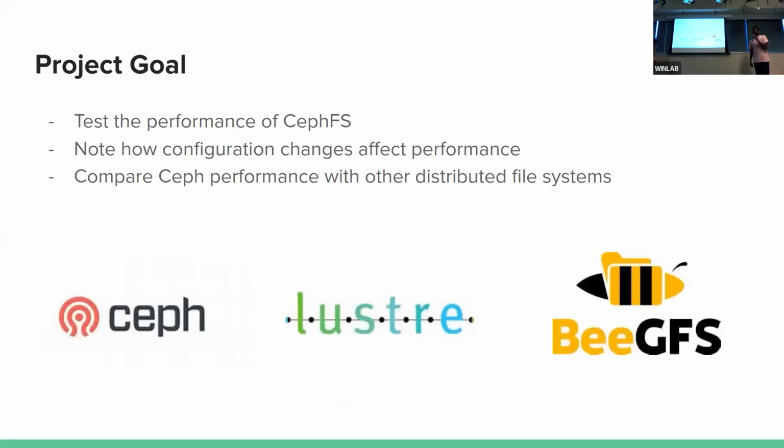Okay, so the project goal is a little bit unique in the sense it works with something that's not as prevalent in the world, but is still important nevertheless. This is about testing the performance of what's known as a CEPH file system, which is a distributed file system. We spent this whole program analyzing how some configurations with CEPH, such as OSDs and bandwidth, affect performance. We also compare CEPH performance with other distributed file systems as well.